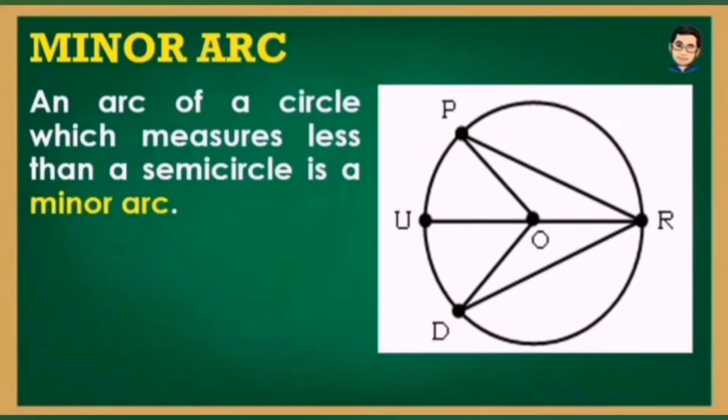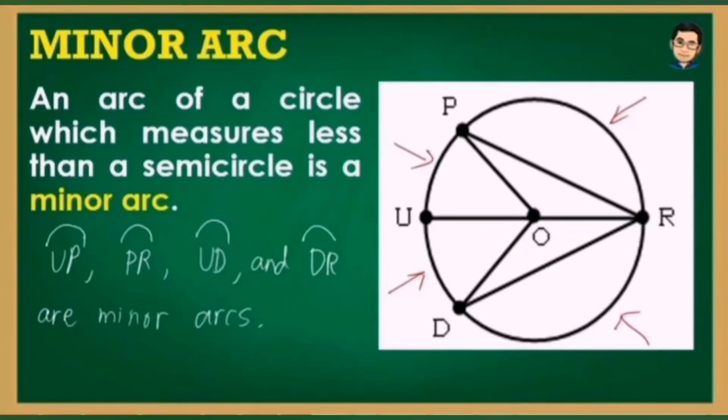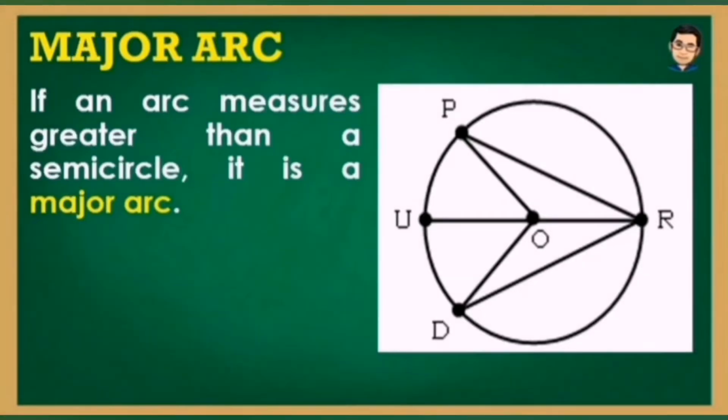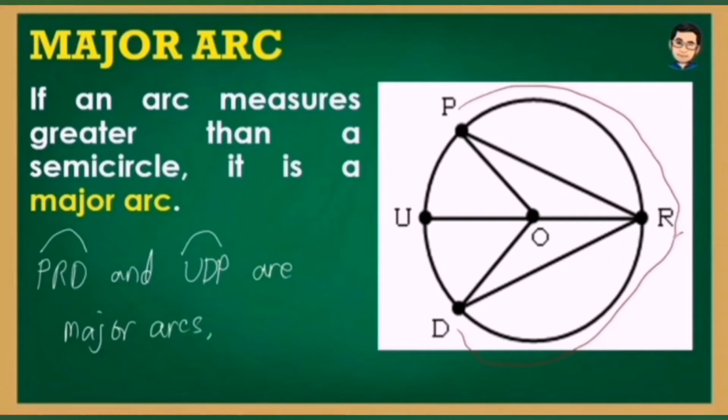Minor arc. An arc of a circle which measures less than a semicircle is a minor arc. In this data, arc UP, arc PR, arc UD, and arc DR are minor arcs. Major arc. If an arc measures greater than a semicircle, it is a major arc. In this data, arc PRD and arc UDP are major arcs.